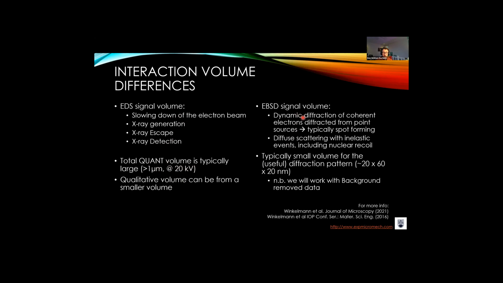The EBSD signal, typically it's a much more confined volume associated with dynamical scattering events that give you small point sources in the material. And we get diffuse scattering, the background in the pattern, that comes from a larger volume. So the EBSD signal that we care about to classify the data is typically quite small, and that gives us something of the order of 20 by 60 by 20 nanometers, so much more confined.